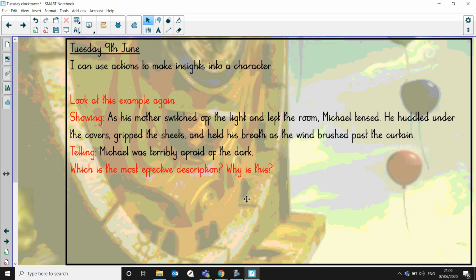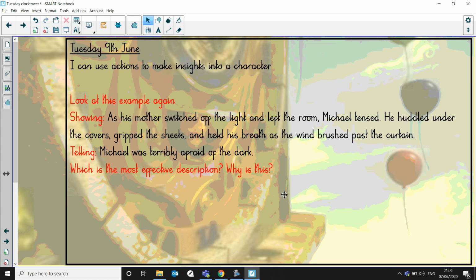So let's have a look. Look at this example then, and we've kind of brushed on this already. Which is the most effective of the two, and why do you think that is? So we've looked at the example on the previous slide. Which of these two examples is the most effective description, and why do you think that? If you need to pause it for some thinking time, do so, otherwise we'll move on.